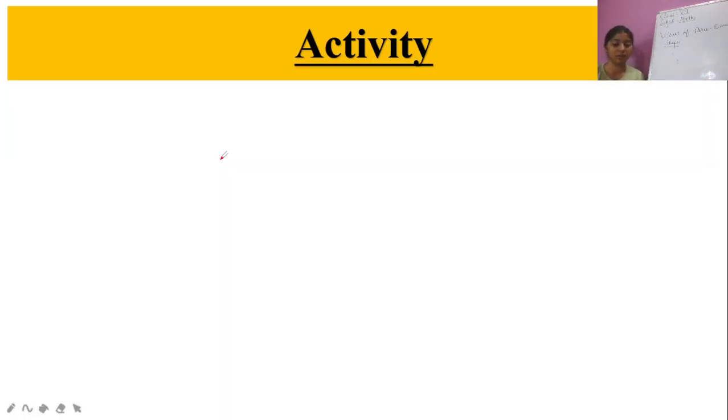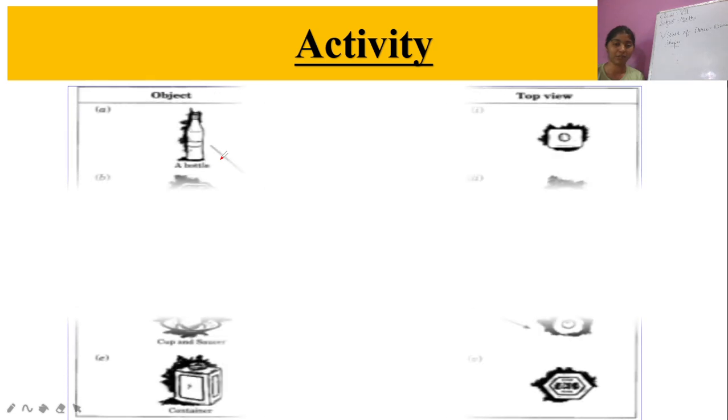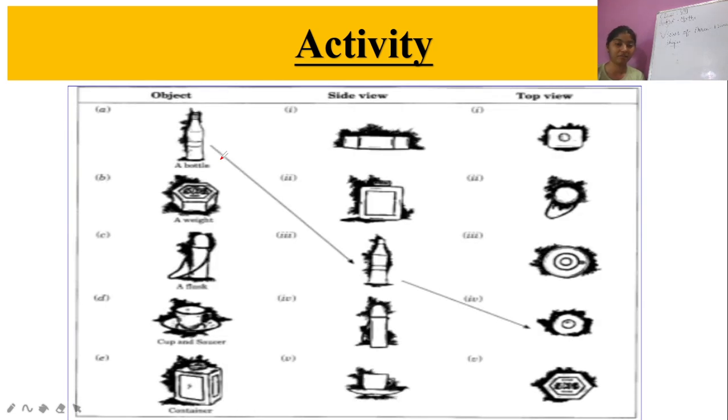So students, we have an activity. If we have any object, there are its side and top views, okay? What you have to do is match the column with the different views. I have a water bottle matched with the side view and the top view, okay? So let's see, this is a cylinder, which is a marker one, right?